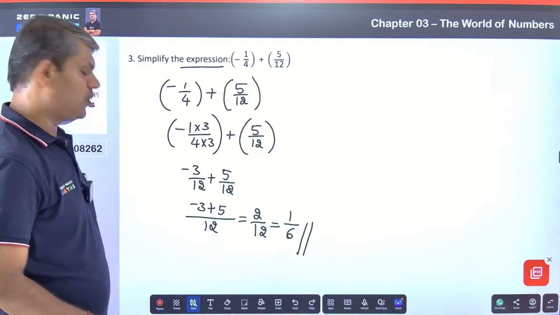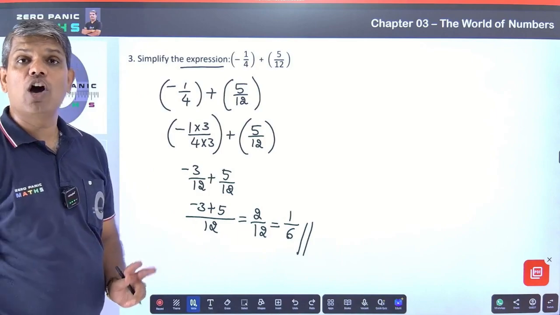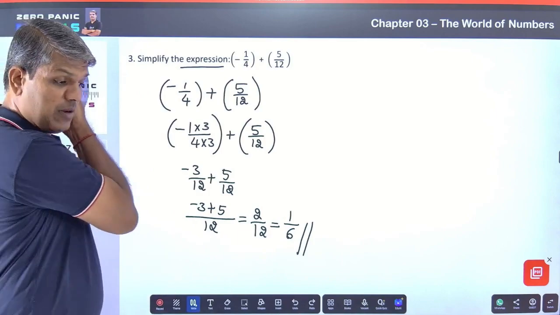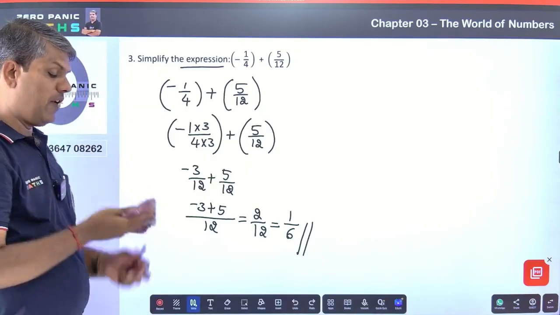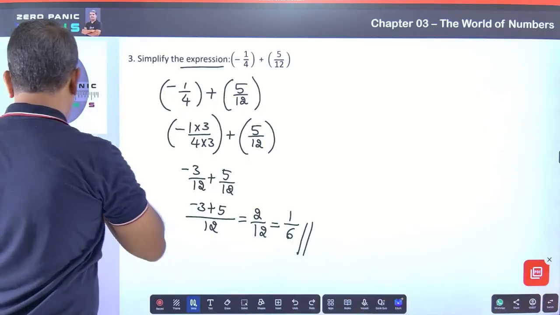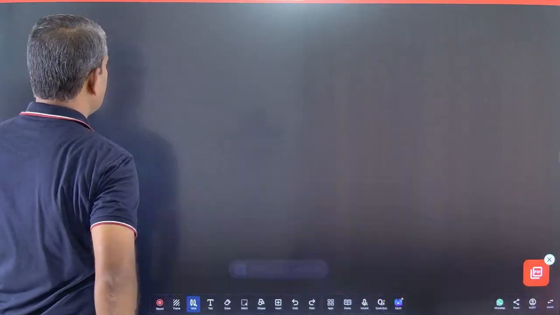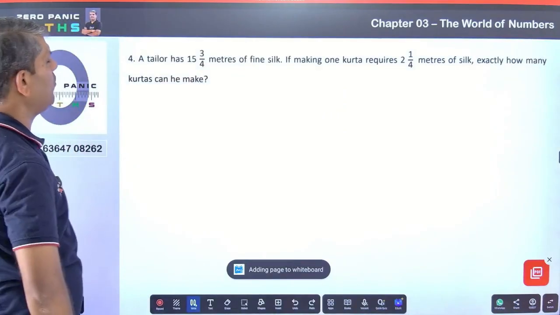Simple arithmetic operation only. But by the law that we discussed in the previous session, those are called Brahmagupta's laws. You have to see that session to understand that. Let us go to the next problem.